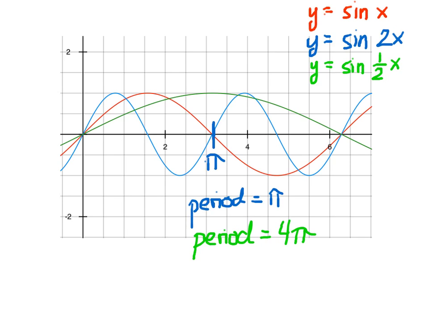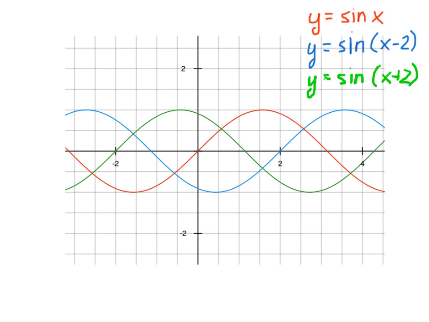Let's take a look at a few more graphs. Okay, again, the red curve, normal, y equals sine of x. The blue curve is now y equals sine of x minus 2. And notice that the x minus 2 is in parentheses, and that's very important. And you'll see why when we look at the next set of graphs.